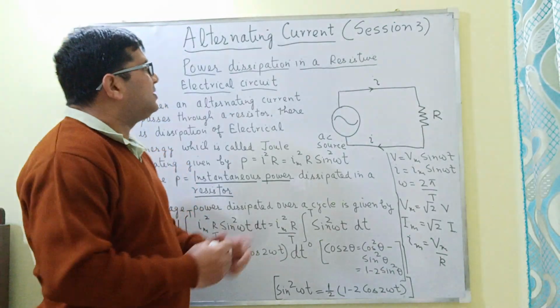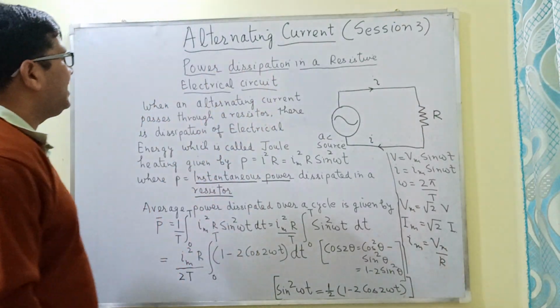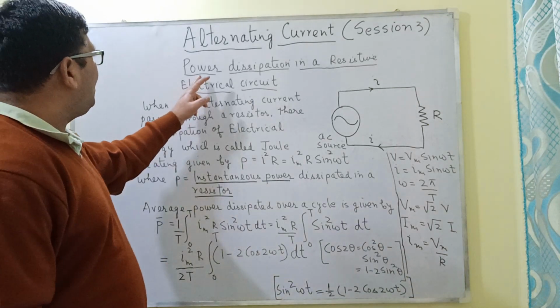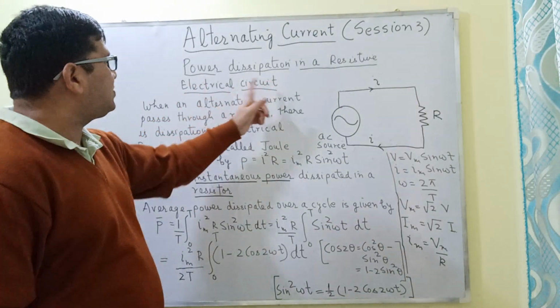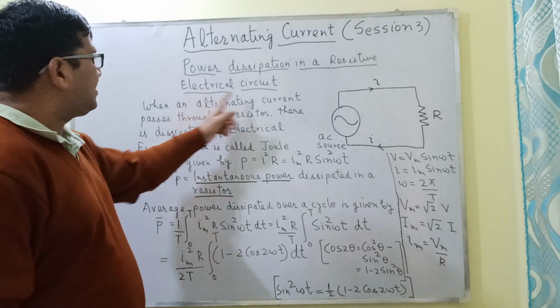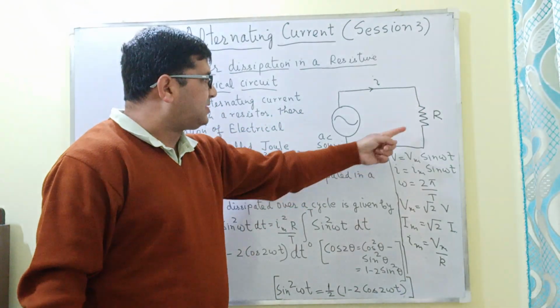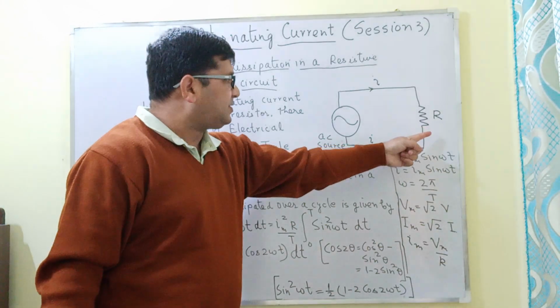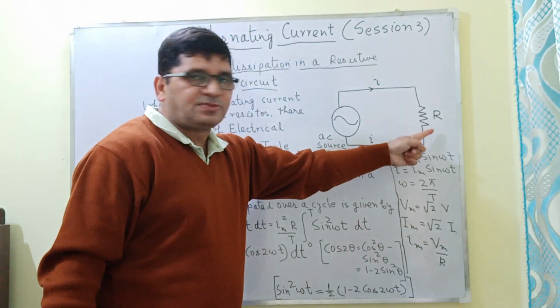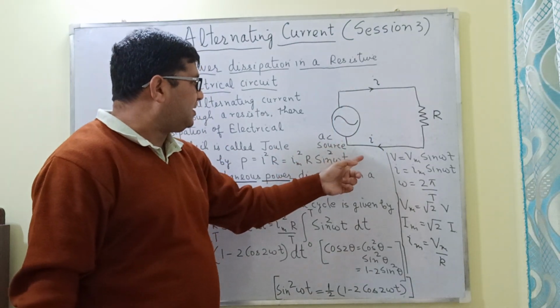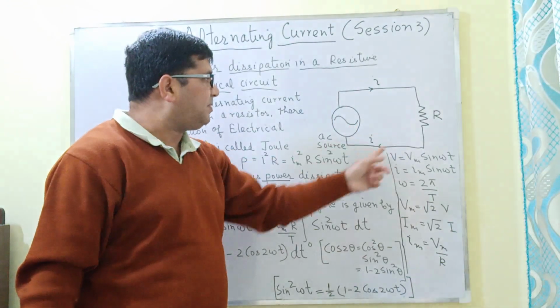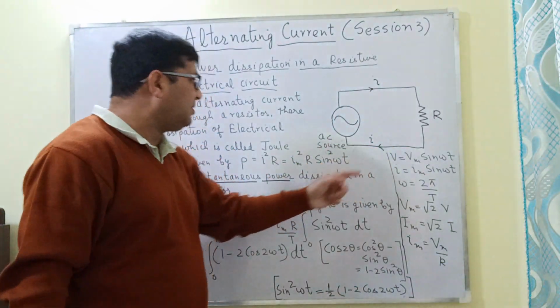Welcome back, students. This is session 3 from the chapter on alternating current, and the topic for this session is power dissipation in a resistive electrical circuit. So, here I have made one electrical circuit which consists of a resistor having a resistance of R, connected to an AC source. So, this is basically a pure resistive circuit.